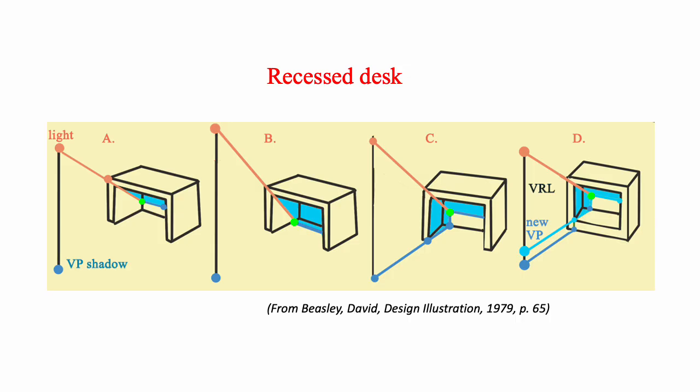These are recessed desks, and in this first one, the light hits an edge. So the shadow just follows the casting surface here, and we don't need this vanishing point for the shadows. Similarly, if the light hits this edge, it follows the surface, and we don't need this vanishing point.